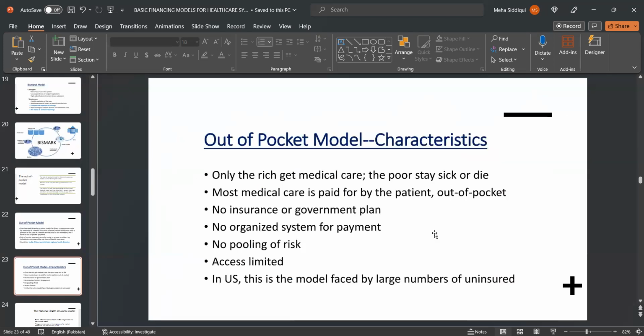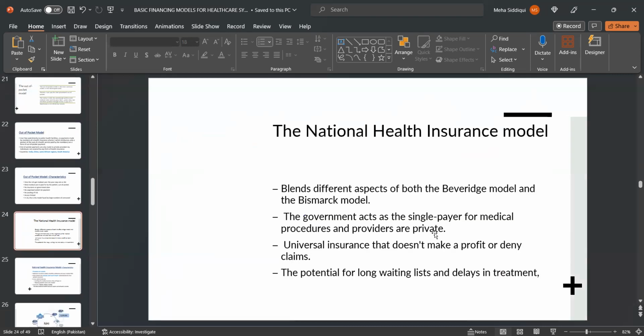The characteristic features are that only the rich get medical care while the poor stay sick or die. And most medical care is paid by the patient, that is, out of pocket. No insurance, no government plan, no organized system for payment, no pooling of risk, access limited. And in the US, this is the model faced by a large number of uninsured people.